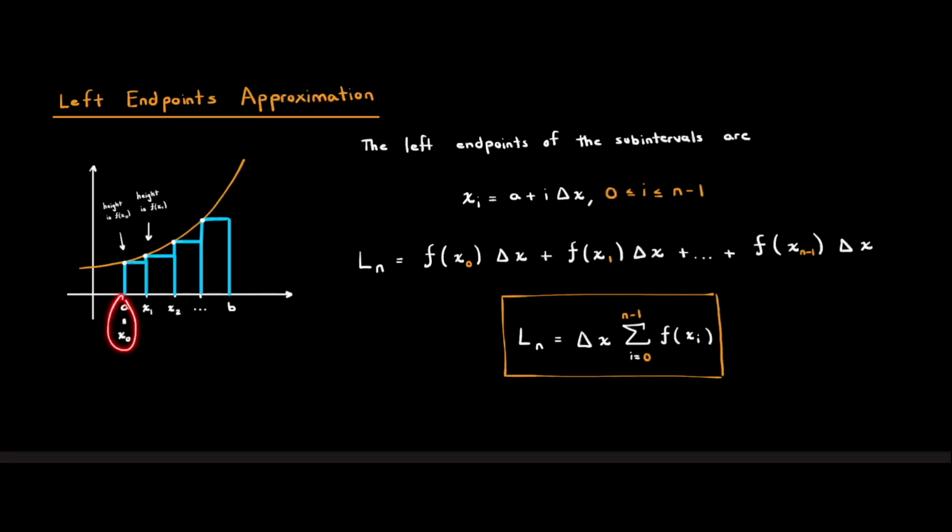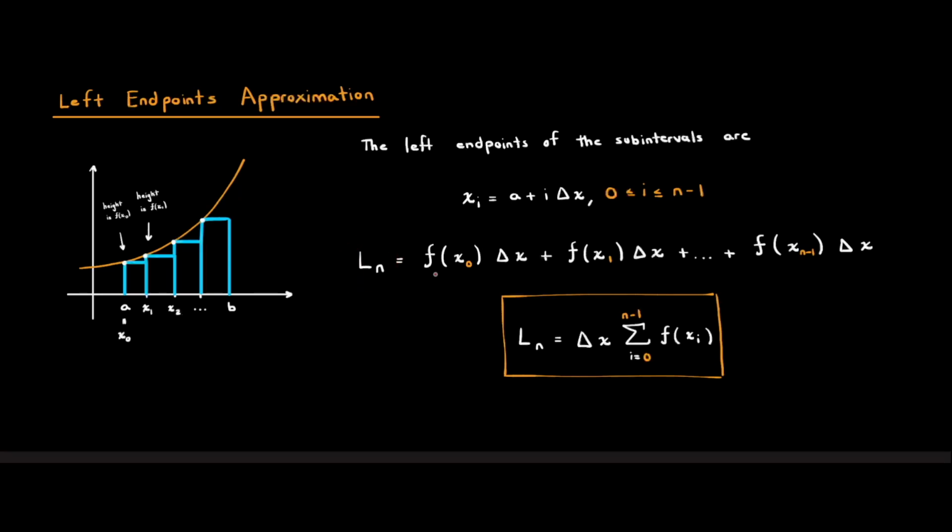x0 represents a, that's the first left endpoint. And the last endpoint is not b. b is equal to xn. We don't want that one. That's actually the right endpoint of the last subinterval. We want xn minus 1. That is going to define the very last height of the last rectangle. Hence, we go to n minus 1. And so now we define the left endpoint approximation for the area under a curve.